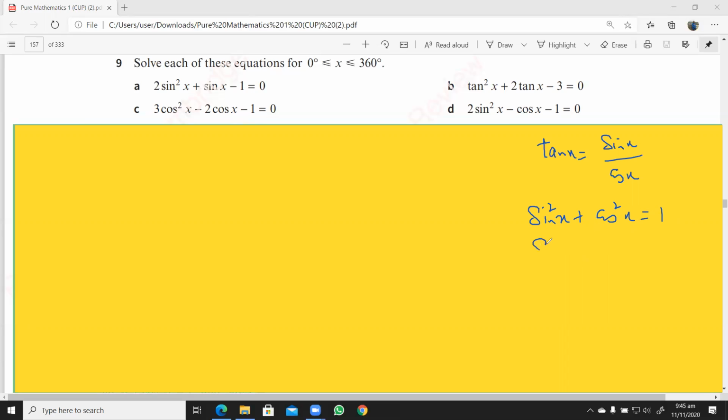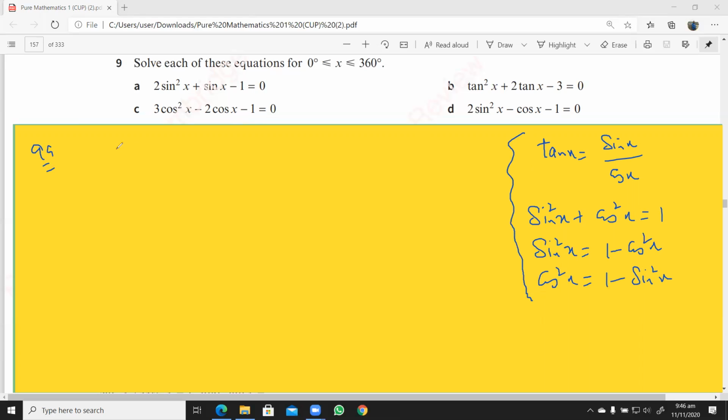Now this sin square x can be written as 1 minus cos square x, and your cos square x can be written as 1 minus sin square x. So just remember these identities. These are basically question number 9. These are more like the exam standard questions. Okay, now 9a.